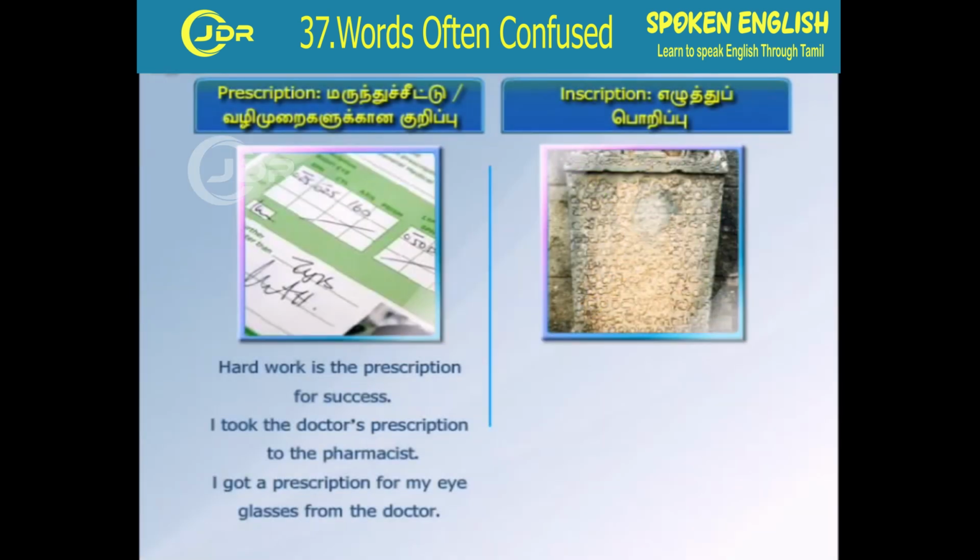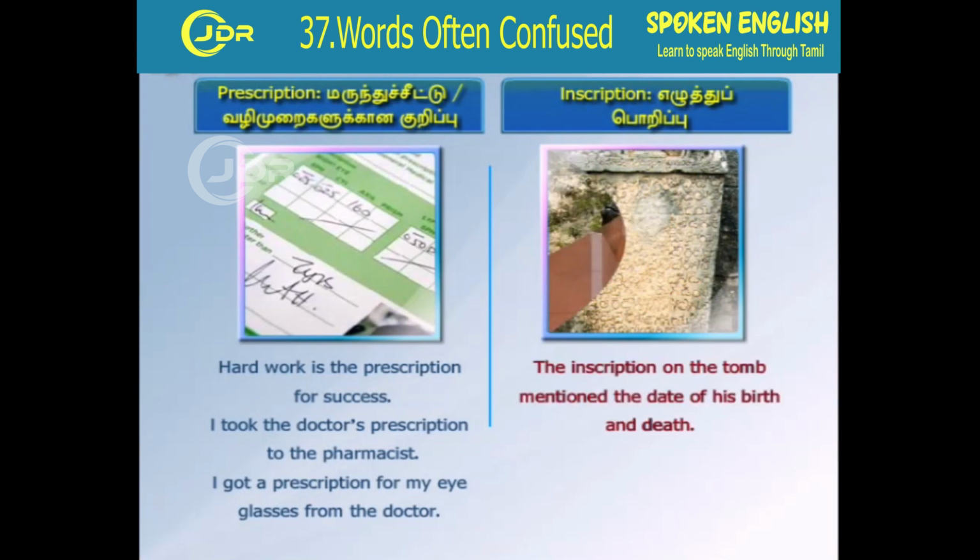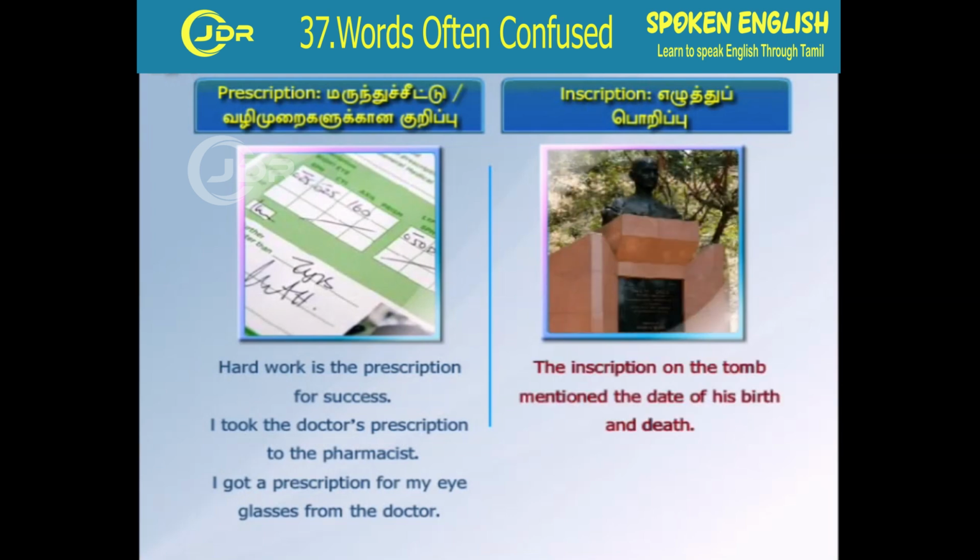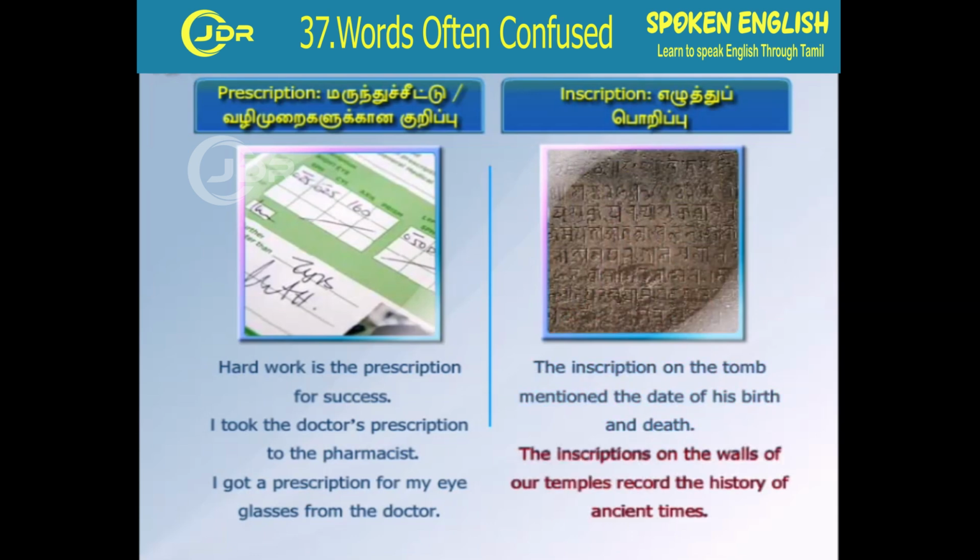Inscription, எழுத்து பொறிப்பு. The inscription on the tomb mentioned the date of his birth and death. The inscriptions on the walls of our temples record the history of ancient times.